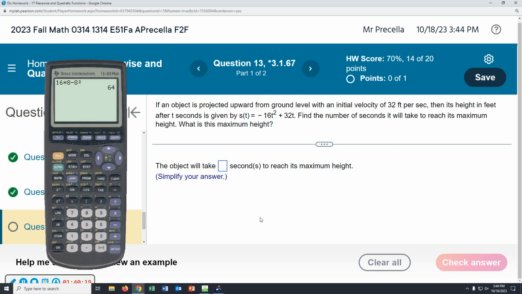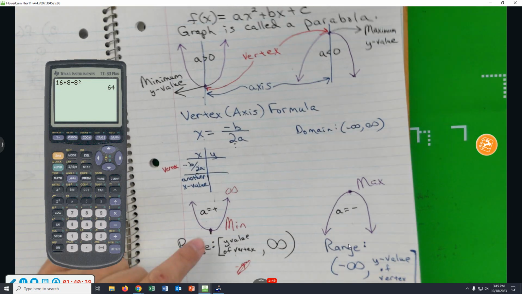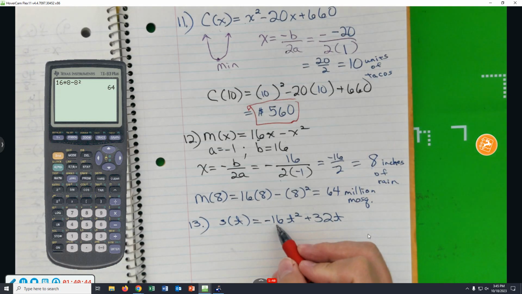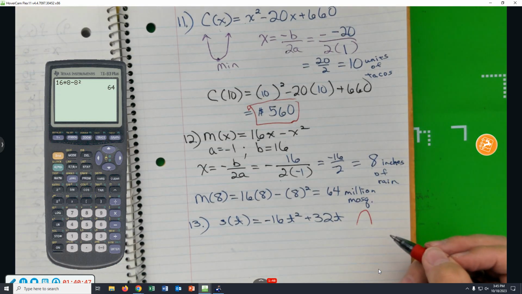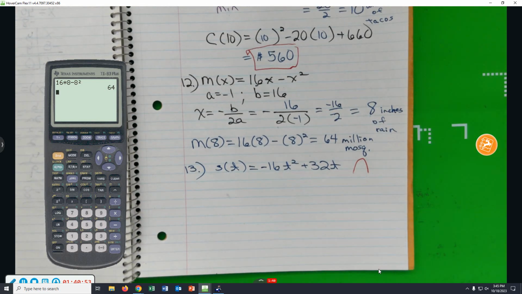Find the number of seconds it will take to reach its maximum height. What is the maximum height? Going up in the air and coming down. They don't ask us to draw this, but if we did, would it be case 1 or case 2? Case 2, that A value is negative, so it's opening down. I'm throwing something up in the air; it's going to be a parabola opening down.